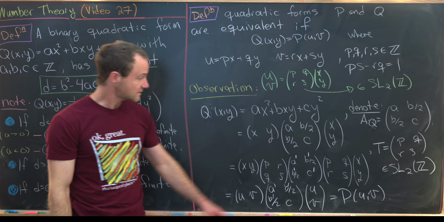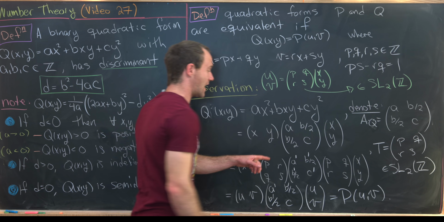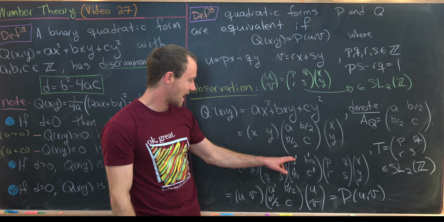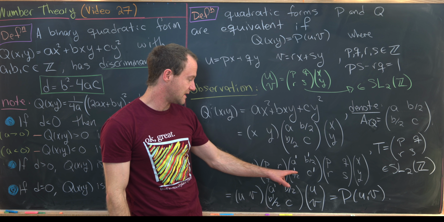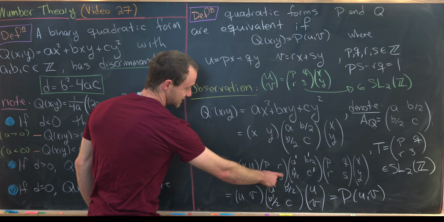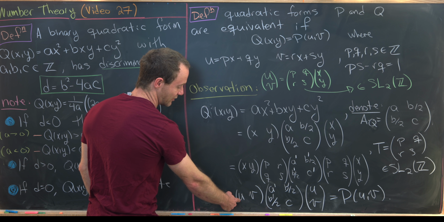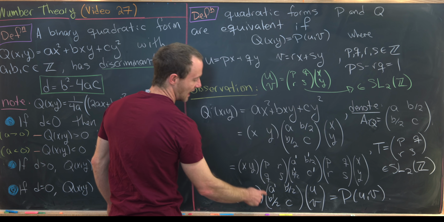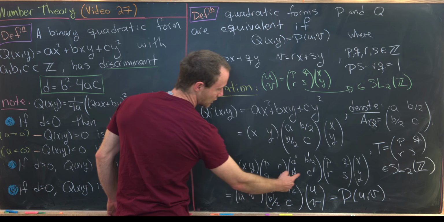and P, Q, R, S over here and factor them out of our matrix A, B over 2, B over 2, C. And that'll give us A prime, B prime over 2, and C prime. But now we'll recombine these. So this matrix here with X, Y, we'll label that U, V, just like this is happening up here. And then we'll take this P, Q, R, S and the X, Y, combine them together and get this U, V as a column vector. But notice that's exactly the expression for P of U, V if we were to multiply this out, kind of like we did up here.